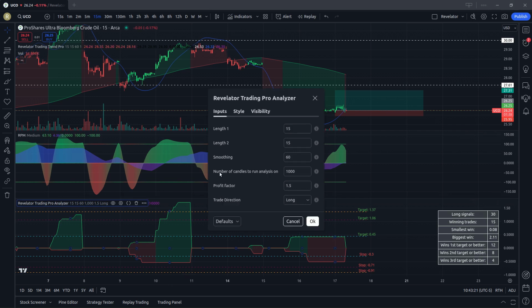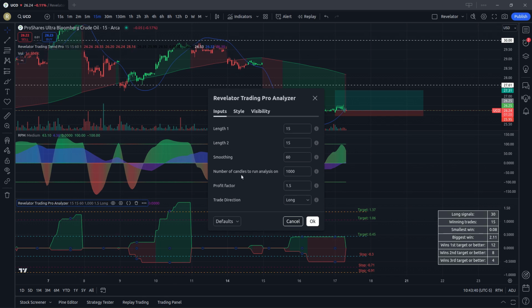The most important thing when using the Pro Analyzer is to make sure that you're analyzing the signals that you are looking at. And so to do that, you want to make sure that length 1, length 2, and smoothing are all set to the settings that you have on Trend Pro. As you can see here, I'm using 15, 15, and 60.